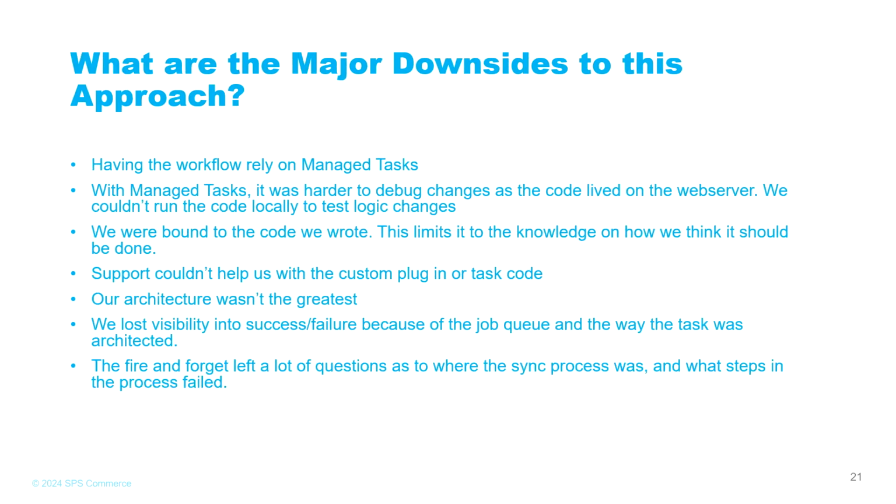So what are the pitfalls of that? Having to rely on the managed tasks. With the managed tasks, it was again, just like the subscription, hard to debug because you had to go back on the web server to debug it. We were bound to the code we wrote, limited to our working knowledge of what needed to be done. Support couldn't help us with the custom plugin code. Our architecture, I'll be honest, wasn't great. We could have had better logging, better messaging, better visibility, but when it was written, people didn't understand the importance of that. And the loss of the visibility and the success or failure within the job queue also really didn't help.